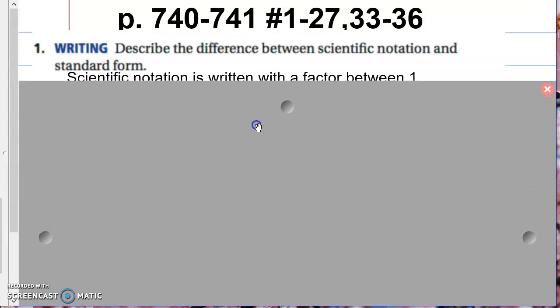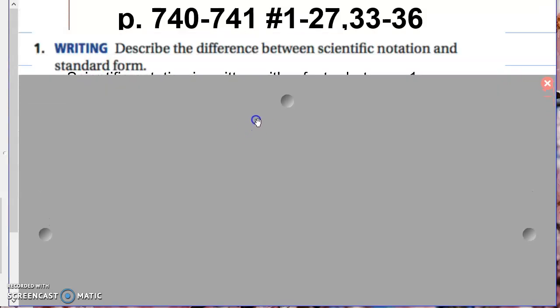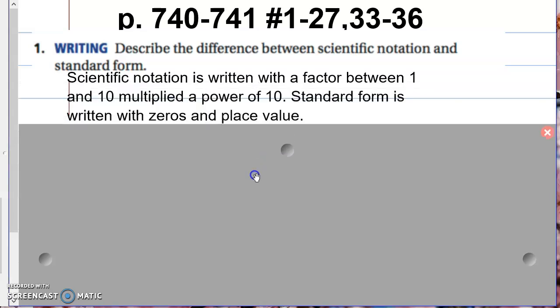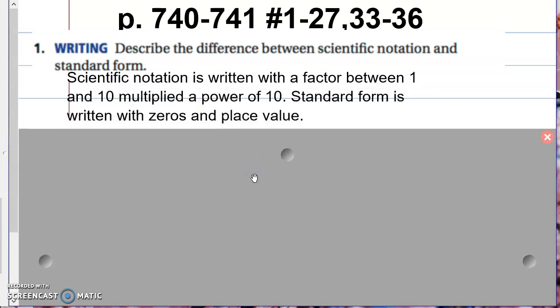All right, it is homework time, so we'll get started on the homework assignment together. So first question says, describe the difference between scientific notation and standard form. And scientific notation is written with a factor between 1 and 10 multiplied by a power of 10. Standard form is written with zeros and place value.